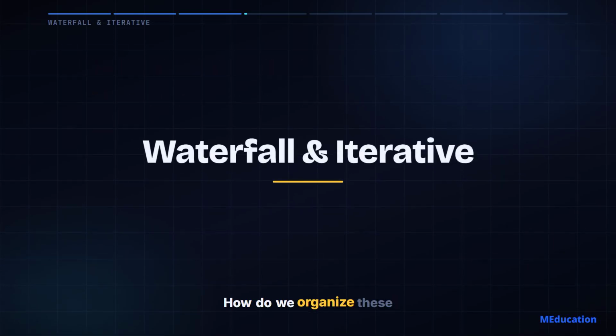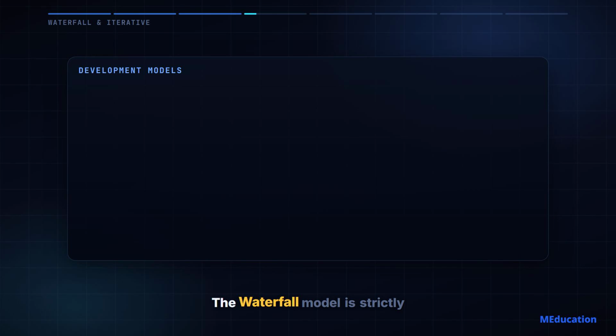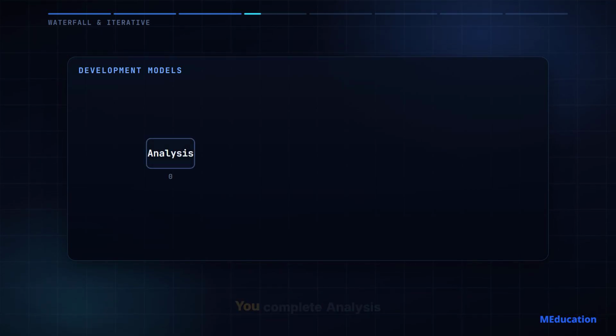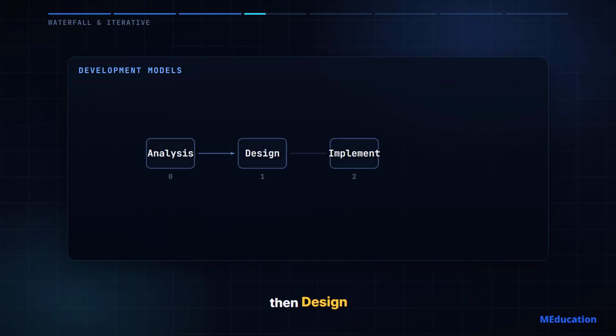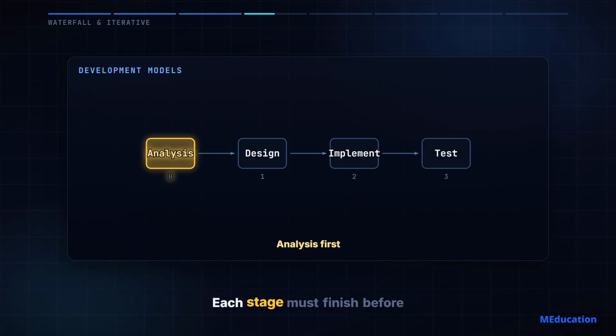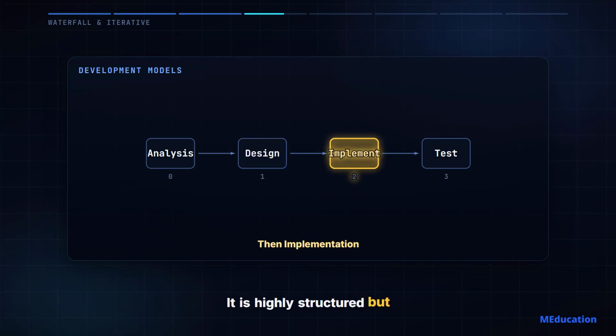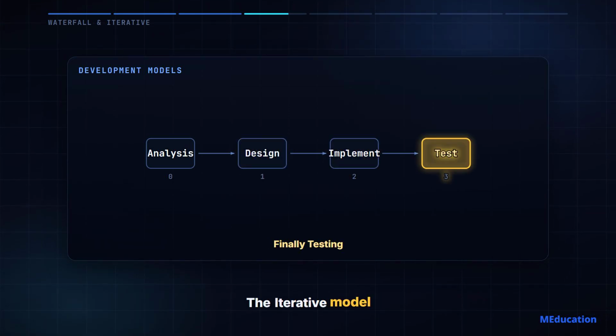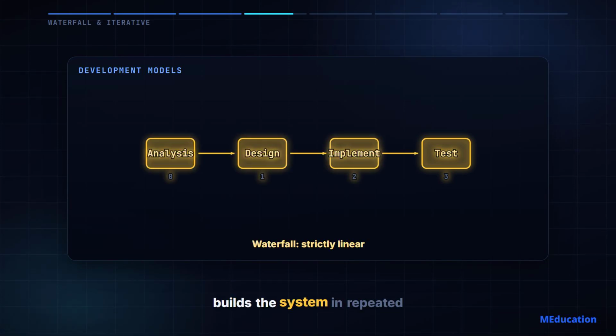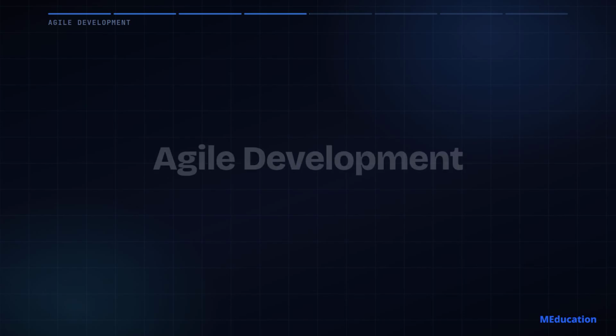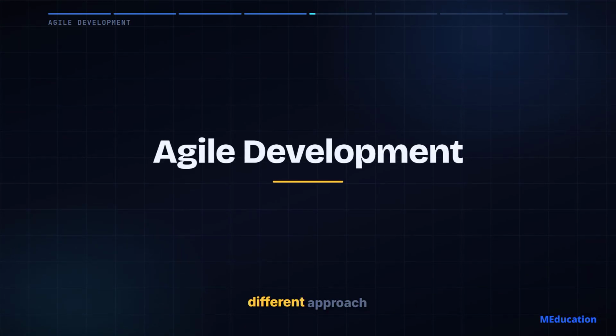How do we organize these stages? Let's look at two foundational models. The Waterfall model is strictly linear. You complete analysis, then design, then implementation, and finally testing, flowing downwards. Each stage must finish before the next begins. It is highly structured but inflexible. The Iterative model, by contrast, builds the system in repeated cycles, producing a more complete version of the software with each loop.